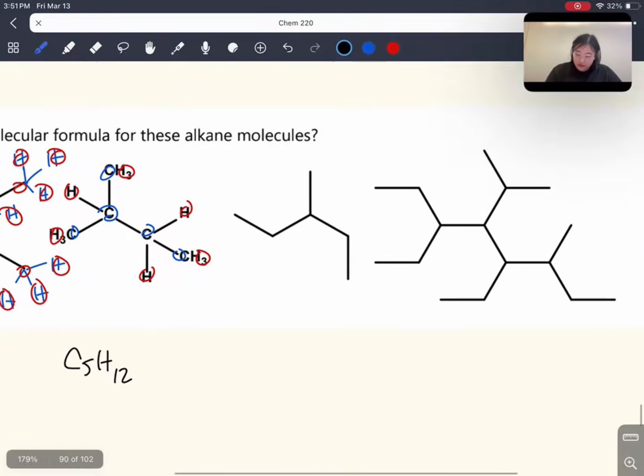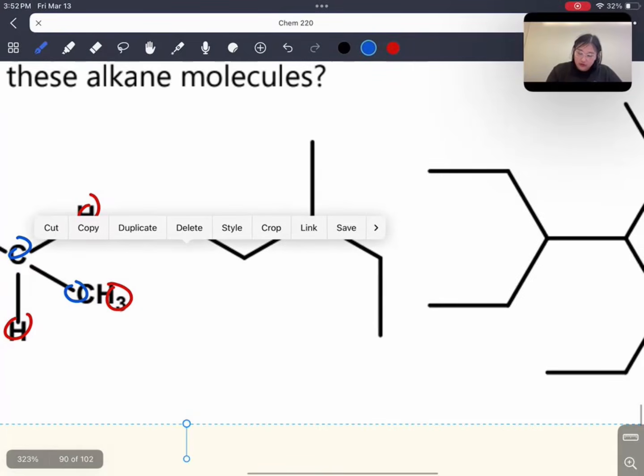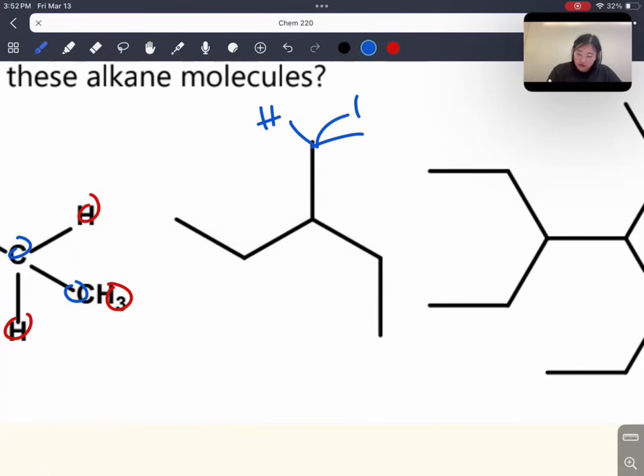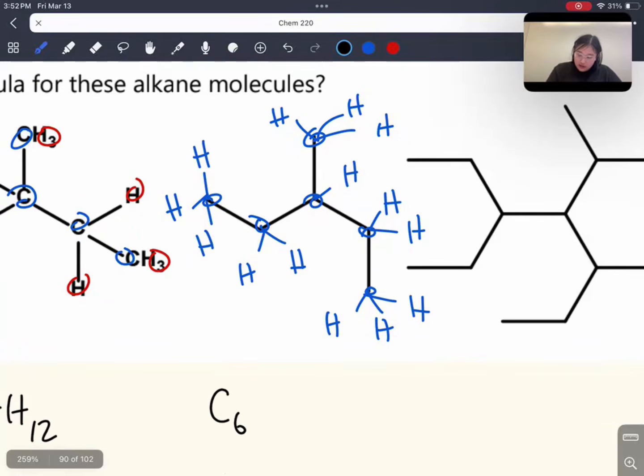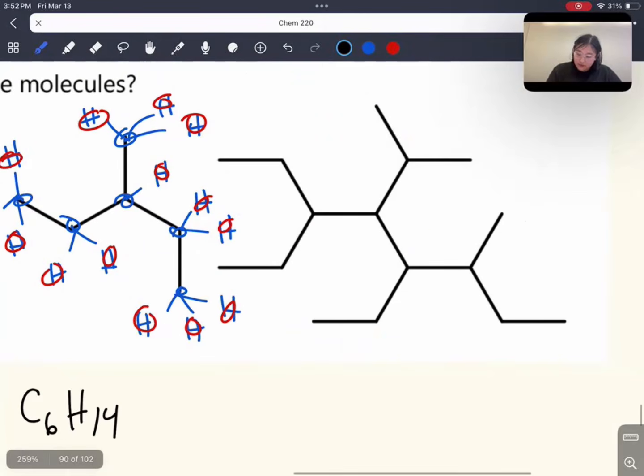The next one, I'm going to draw out all my hydrogens again. My tip for these kinds of questions would be to always just draw out all your hydrogens. That way you are less likely to miscount them or forget that a hydrogen was there. So if I count the number of carbons, I have 1, 2, 3, 4, 5, 6. So it's C6. And then I count the number of hydrogens. I have 1, 2, 3, 4, 5, 6, 7, 8, 9, 10, 11, 12, 13, 14. So it's C6H14. And then last but not least, last one.